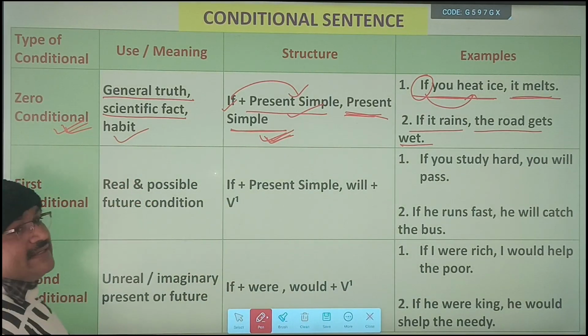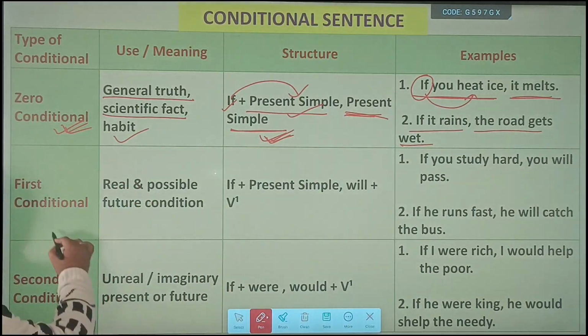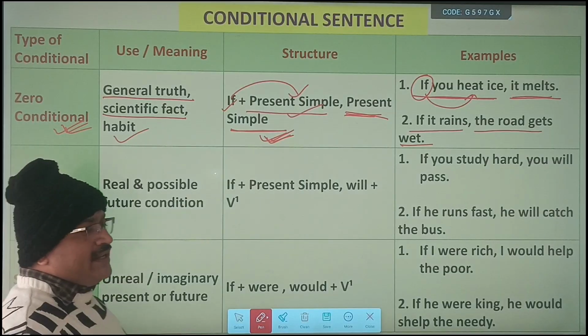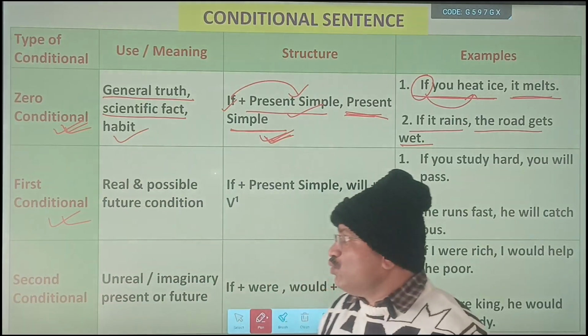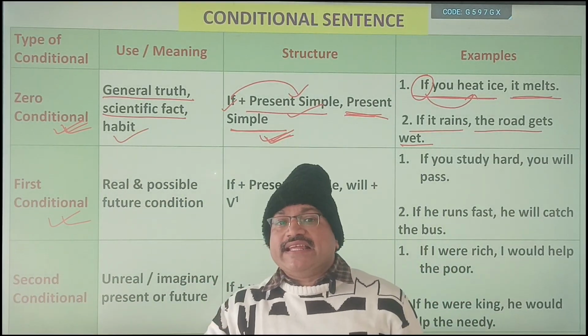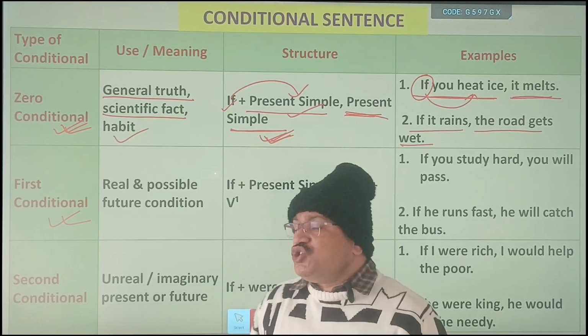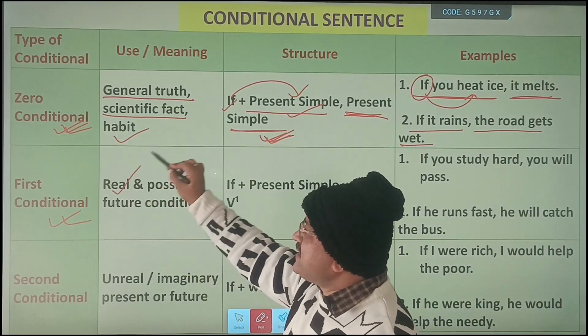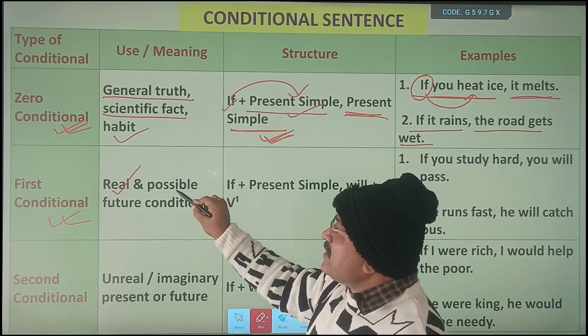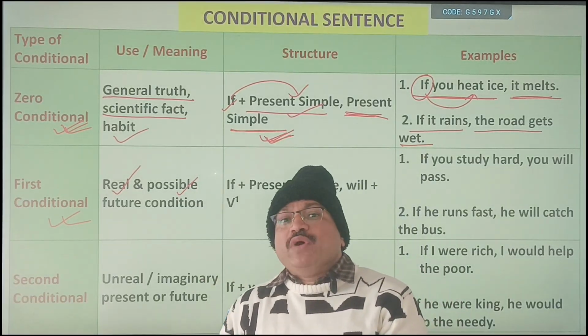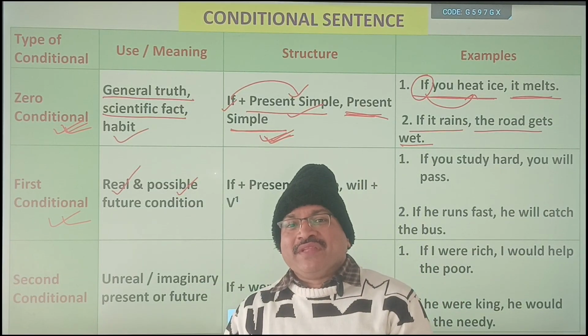Zero conditional sentence. Now the second one is the first conditional sentence. The first conditional sentence is what? When the sentence expresses a condition which is realistic and most possible to happen. Yes or no?